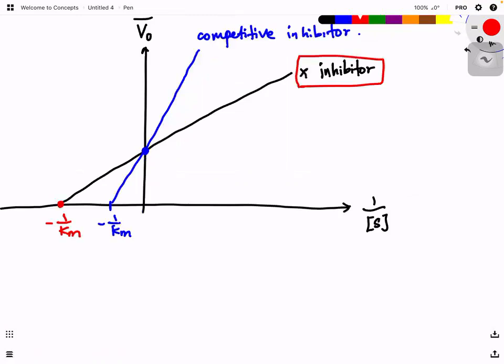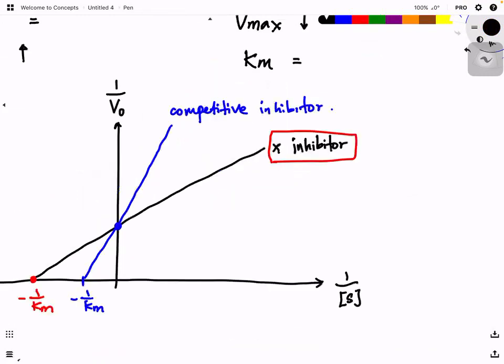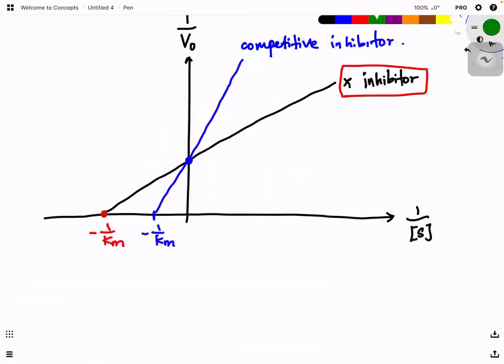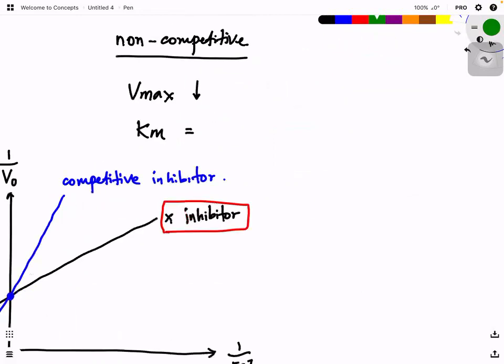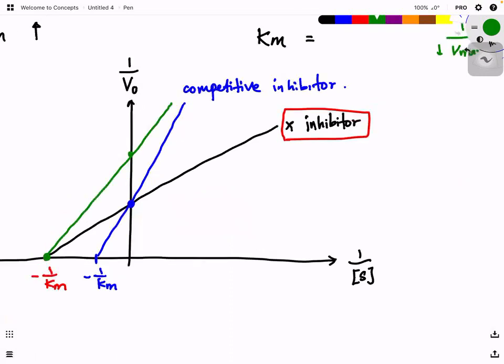Now look at this. For the non-competitive inhibitor, it is relatively easy because Km remains the same. I use the green color, so it means that negative 1 over Km won't change. Correct or not? But now Vmax decreases. When Vmax decreases, try to imagine, 1 over Vmax actually increases. Correct or not? So 1 over Vmax will be higher. So draw. Whether parallel or not, it doesn't matter. So this is the new 1 over Vmax for the green color, right here.